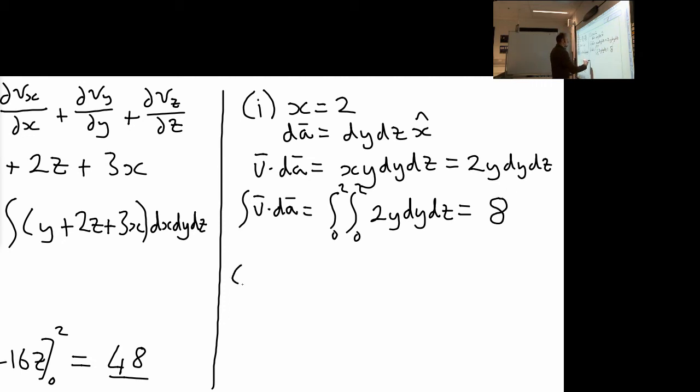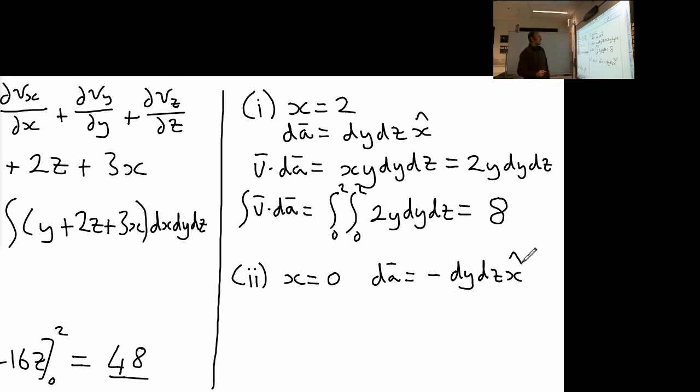The second side is where x is equal to 0. Our infinitesimal displacement area is negative now because it's out the other side, so it's in the minus x hat direction, minus dy dz x hat. For v dot dA, we get the same expression as before, so putting in x as 0, v dot dA is equal to 0.